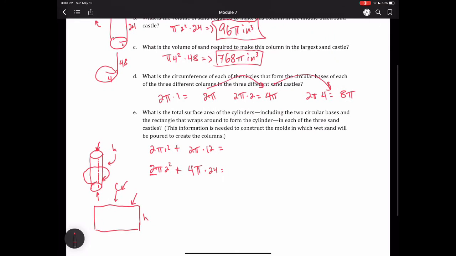And now I'm going to do the last one, 2 times pi r squared, because I have 2 of those bases, so 4 squared, plus the circumference, which is this thing right here, right? So the circumference of the largest cylinder times the height of the largest cylinder, okay? And when I multiply those all out, I should get 26 pi inches squared. I should get 104 pi inches squared. And I should get 416 pi inches squared.